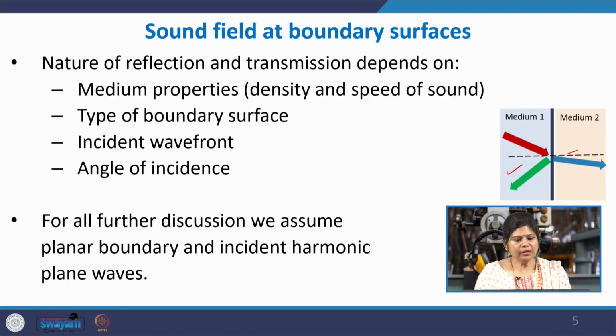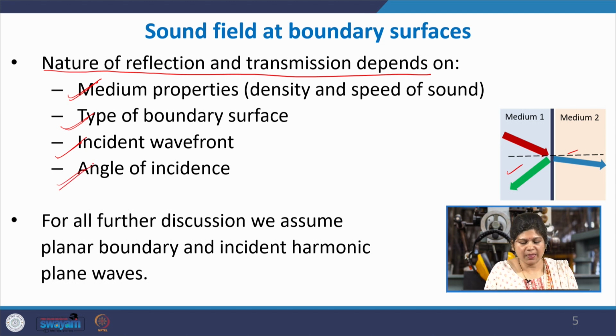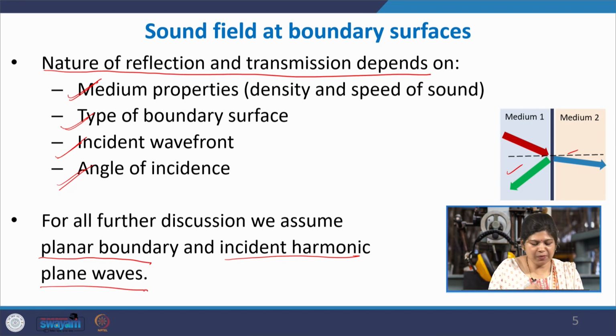So, the nature of reflection and transmission is what noise control engineers want to manipulate to get their desired result. And what does it depend on? It depends on the 2 media that the wave encounters and their properties. It also depends on the type of boundary surface, the incident wavefront and the angle of incidence. But in this particular introductory course, we will stick with the planar boundary and the incident wave being a harmonic plane wave.